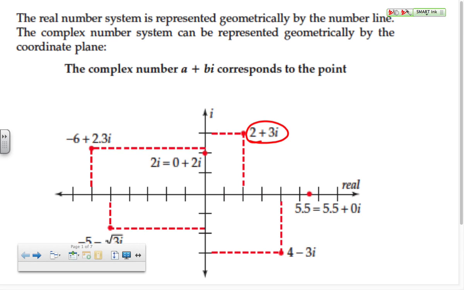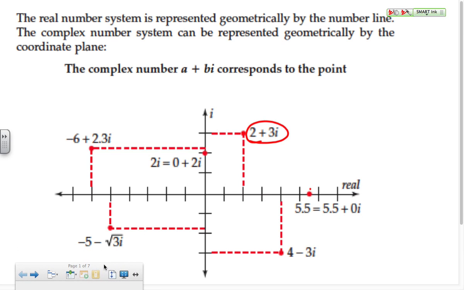Likewise, 5.5. They put some of these down here just so you can kind of see what they are. 5.5 has no i, so it's just 5.5 on the real number line. There's no up or down. 4 minus 3i is over 4, down 3. 2i, there is no real number, so it's just up 2. Negative 6 plus 2.3i, so we go over negative 6 and then up 2.3. You'll notice it's just above the 2. The same thing down here, negative 5 and then down to the negative square root of 3, which is about 1.7, so it's right there. So it's just kind of a different way to represent these numbers.